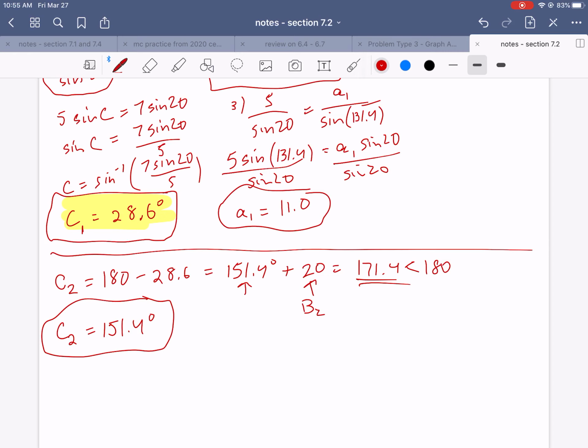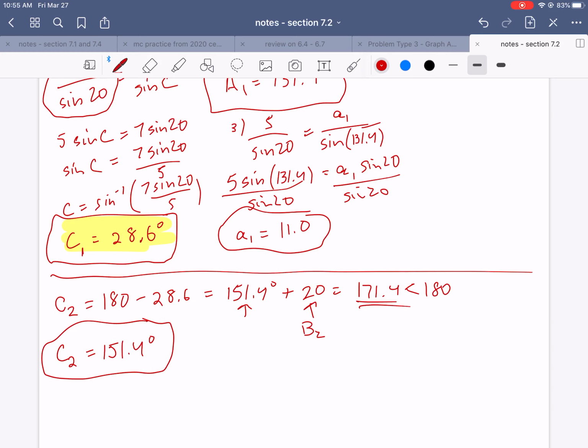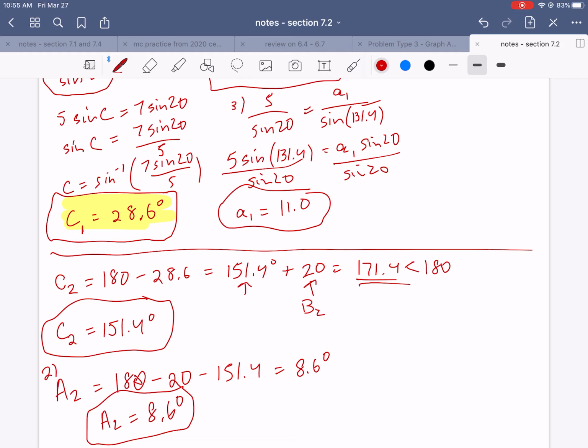this second triangle. And so if you kind of follow what you did back up here, this was the second step. So now we're going to find A sub 2, which is going to be found by taking 180 and subtracting B sub 2, which is 20, and C sub 2, which is 151.4. And so that is going to give me an answer of 8.6 degrees. So I'm just going to come down here and write A sub 2 is 8.6 degrees. And so this was step 2 for the second triangle. This was step 1 to figure out if there even was a second triangle.